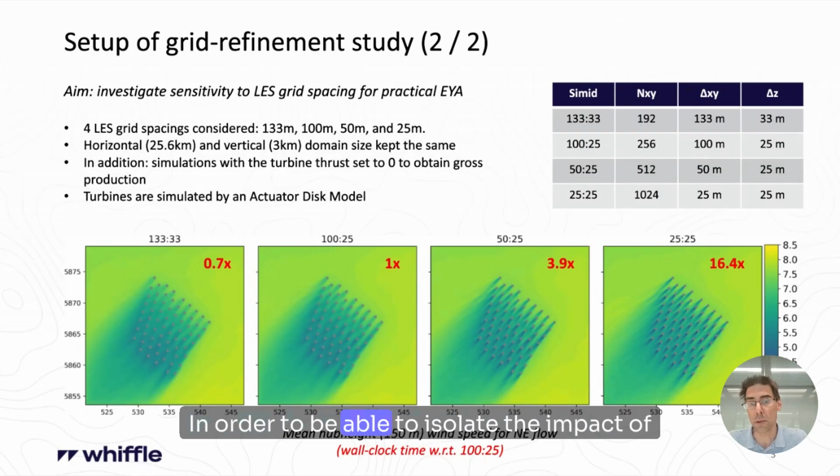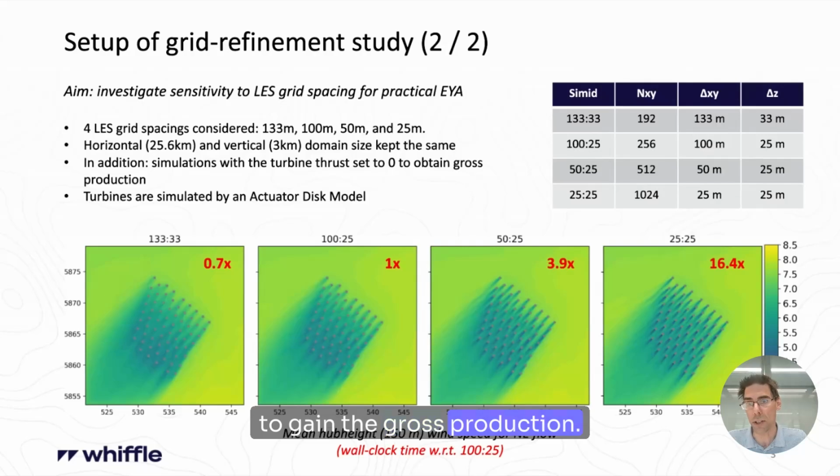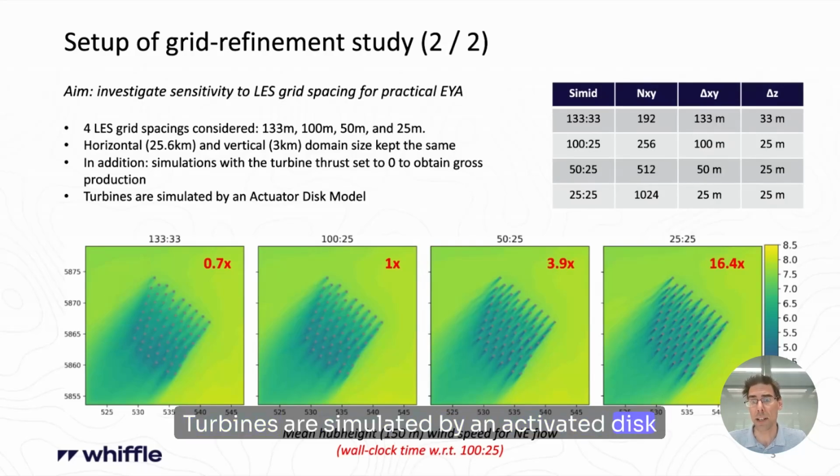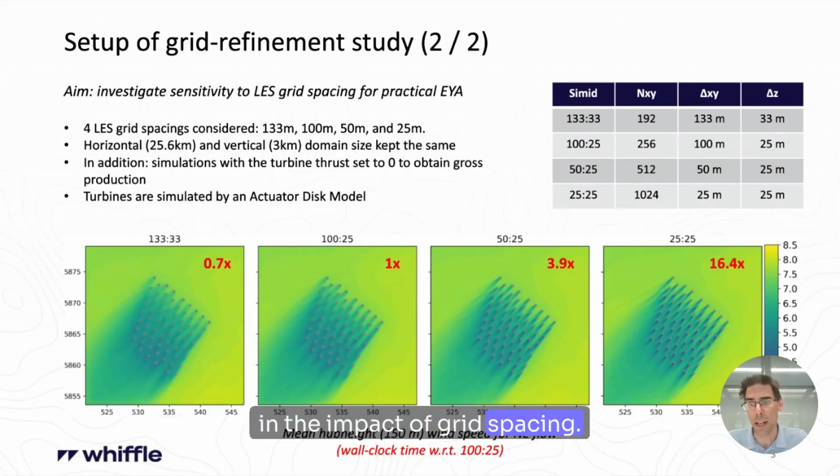In order to be able to isolate the impact of grid spacing alone, the horizontal and vertical size of the simulation domain is kept constant between the 4 simulations. In addition, simulations with the turbine thrust set to 0 are performed in order to gain the gross production. Turbines are simulated by an actuated disk model. The figure below already gives some insight in the impact of the grid spacing.